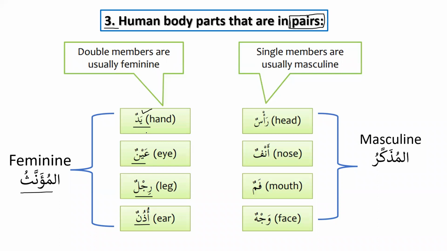If they are not in pairs, that means they are masculine. For example, ra'sun, head, so this is masculine. Anfun, nose, it is masculine.